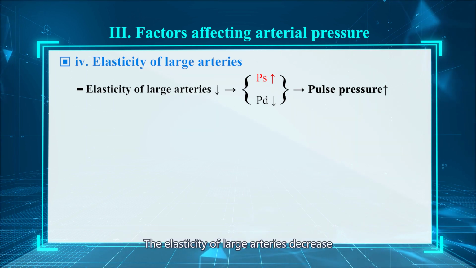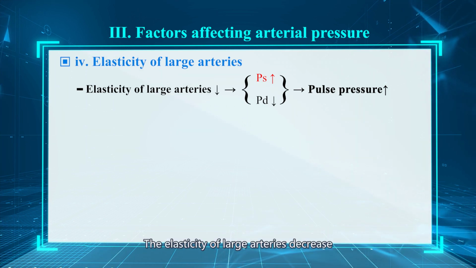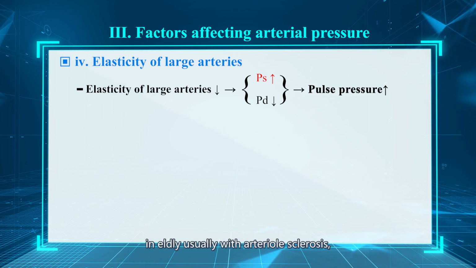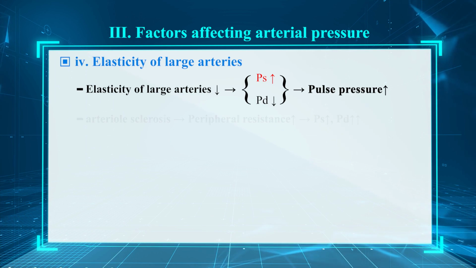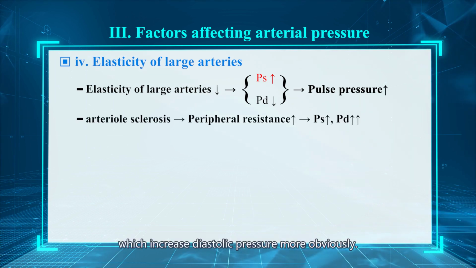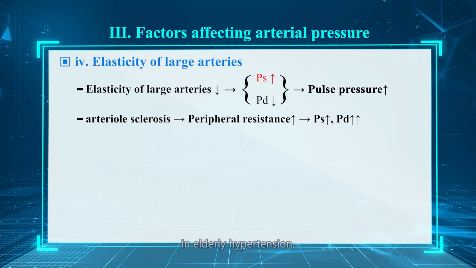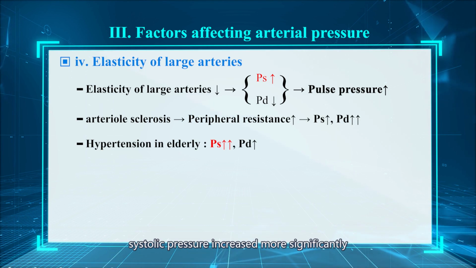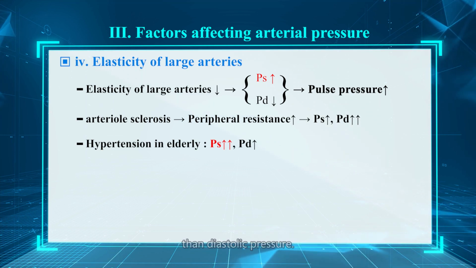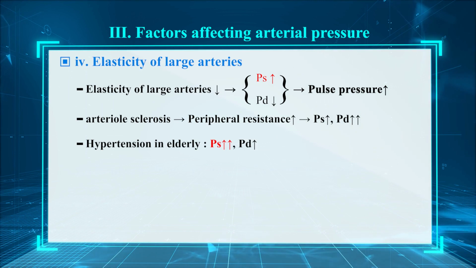The elasticity of large artery decreased in elderly, usually with arterial sclerosis, which increased diastolic pressure more obviously. So, in elderly hypertension, systolic pressure increased more significantly than diastolic pressure.